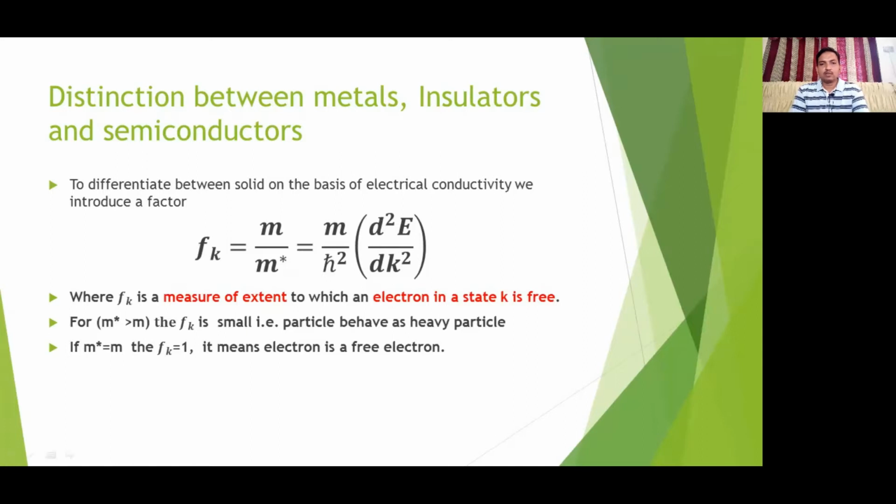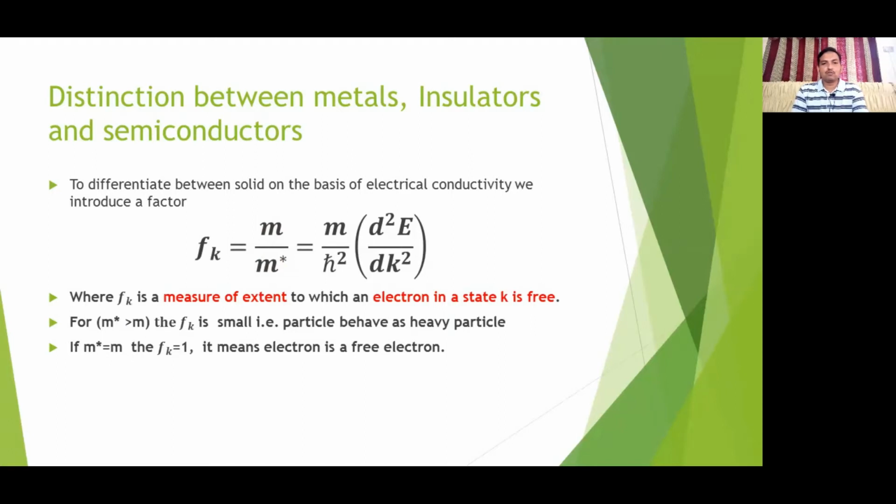For the case if m* is greater than m, it's quite simple. So you have this ratio. If in this ratio the denominator m* is greater than the numerator, it means that the effective mass is higher as compared to the normal mass. So it means the electron is appearing as a heavy particle, and it is difficult for a heavy particle to move. So it indicates that the conductivity in that case should be low.